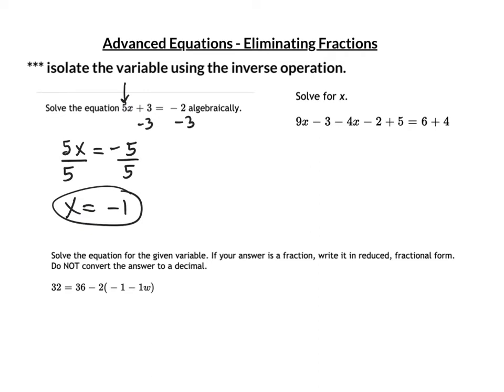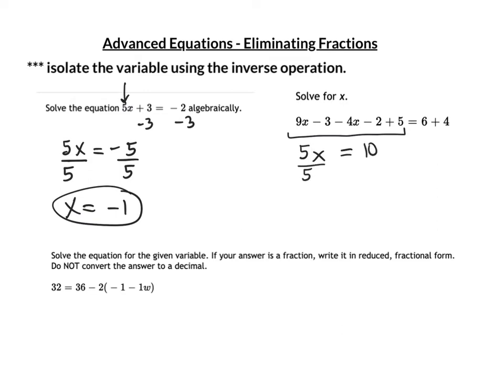For our second question, the key thing is to remember one of the number one rules in algebra: whenever possible, you need to simplify. Simplify whenever possible. So here I've got like terms on this side. What can I combine? 9x minus 4x is 5x. Negative 3 minus 2 is negative 5. And negative 5 plus 5 is 0. I like that. 5x equals, and 6 plus 4 is 10.